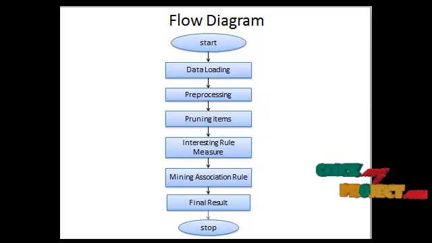Our process starts with data loading and pre-processing. In the pre-processing step, the garbage values should be removed. After pre-processing is done, the pruning methods are used. We are using the support count for pruning the item set, and we are using the confidence value for finding the interestingness rule measure. After finding the confidence value, we are using the Apriori algorithm for mining association rules.